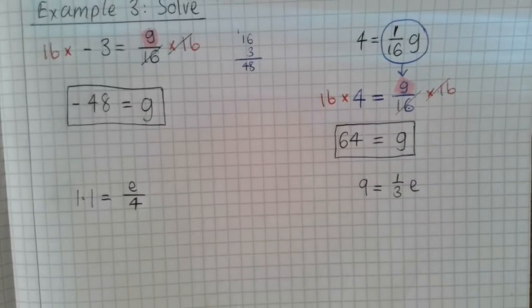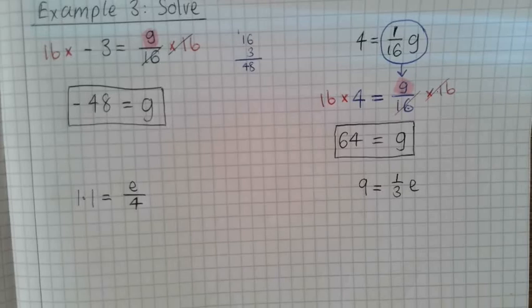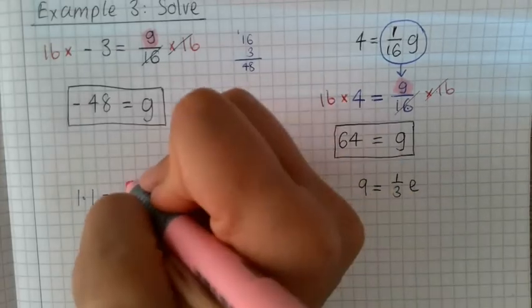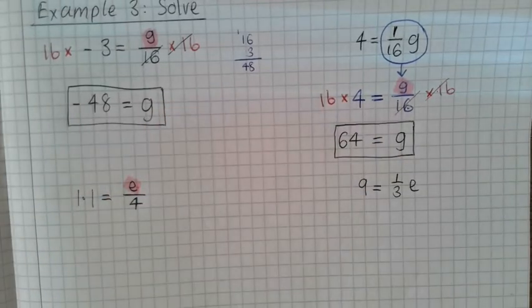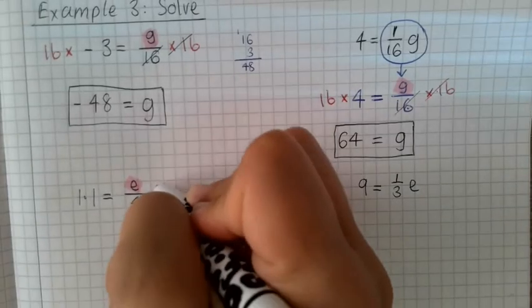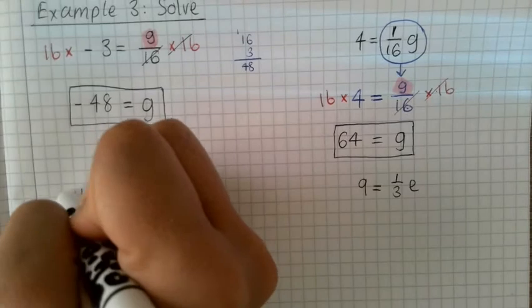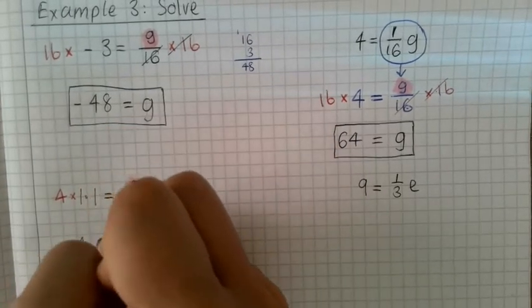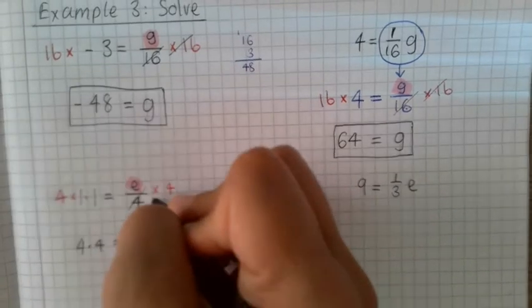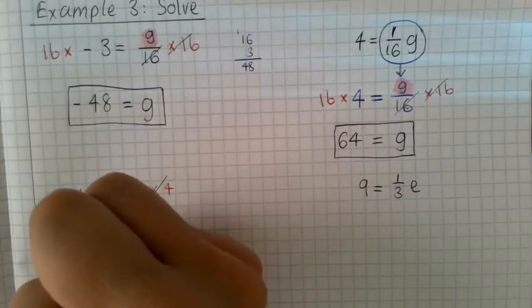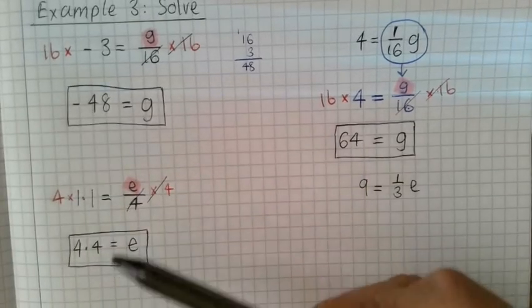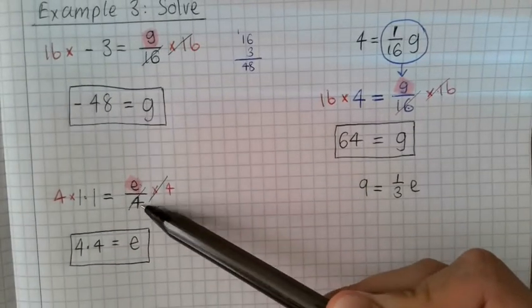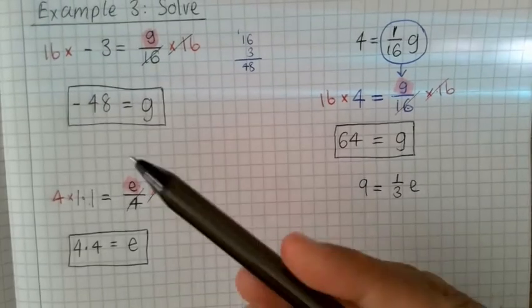So pause the video now and have a go at these 2, please. Okay, get a different colour ready to mark. So we're trying to find E, trying to solve, which means find the letter. Now E has been divided by 4, so we need to multiply by 4 both sides. So that should give us, on the left hand side, 4.4, and on the right hand side we have E. So we have found that E equals 4.4. And if you substitute that back in, 4.4 divided by 4 does give 1.1, so you have done this correctly.